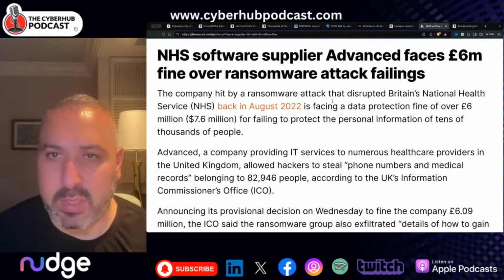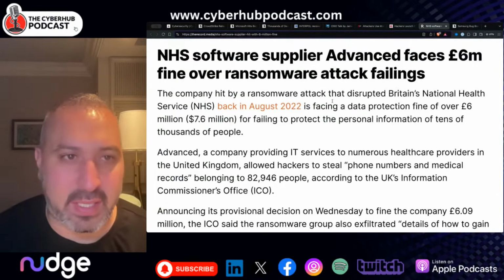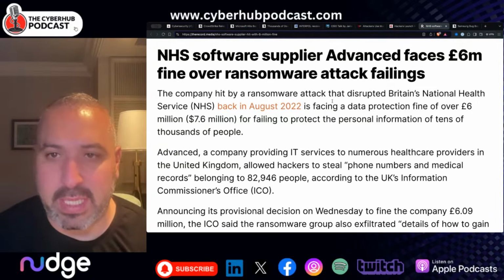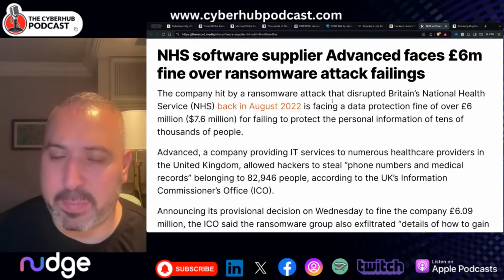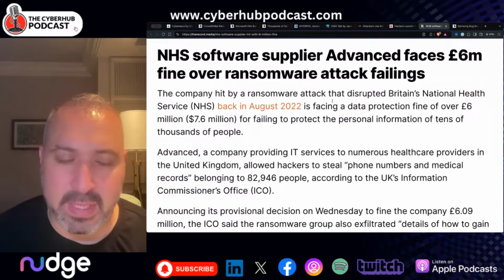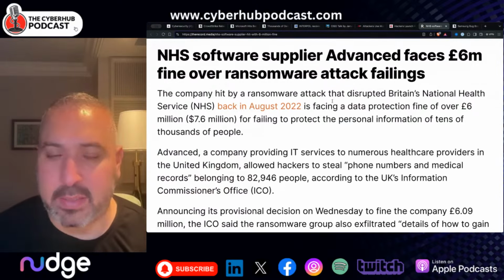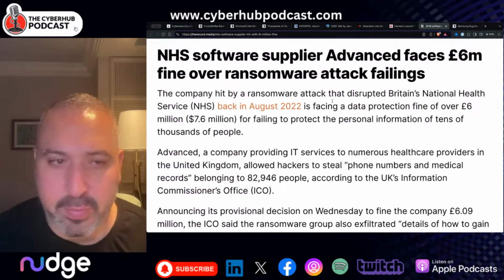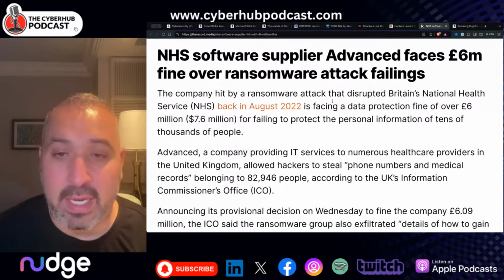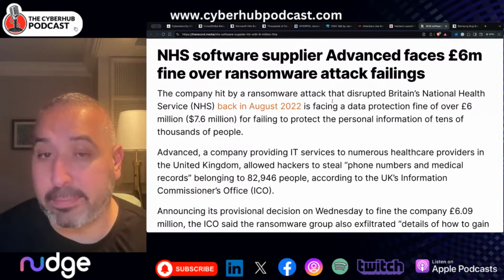The NHS software supplier Advanced is facing a £6 million fine over the ransomware attack failings. The company was hit by a ransomware attack that disrupted Britain's NHS back in August of 2022 and is facing a data protection fine of over £6 million, or $7.6 million, for failing to protect PII of tens of thousands of people. Advanced, which provides IT services to numerous healthcare providers in the UK, apparently allowed attackers to steal phone numbers and medical records. They allowed them.